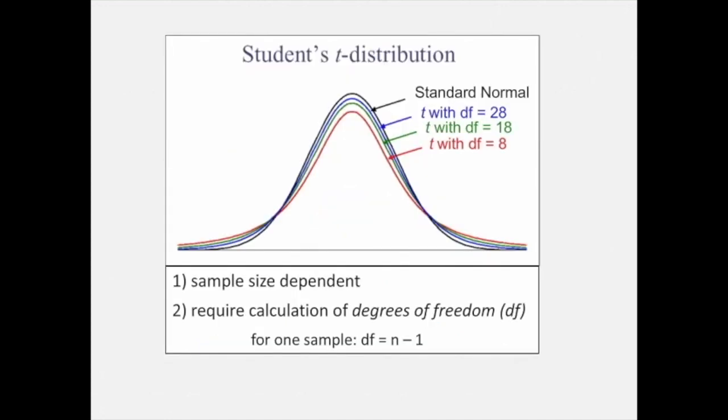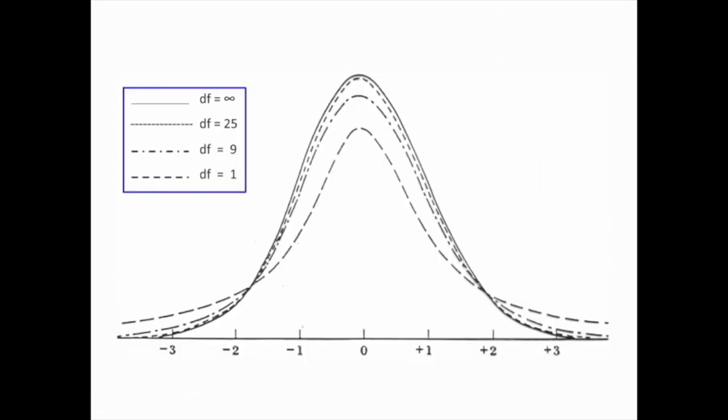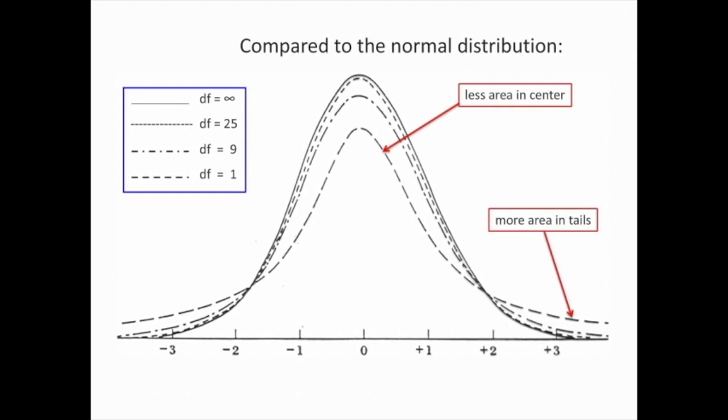T-distributions are sample size dependent. Their shape depends on how large our sample size is. Determining the specific distribution requires a calculation called degrees of freedom, abbreviated DF. For a one-sample t-test, the degrees of freedom is the sample size n minus 1. Here, the normal distribution is depicted by the solid line, and different t-distributions are shown by various dashed lines. Note that there is more area in the tails and less in the center of t-distributions than in the normal distribution. Also, as sample size increases, the t-distribution comes closer to normal form.